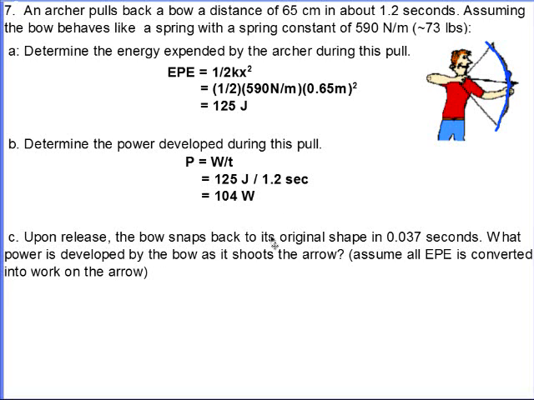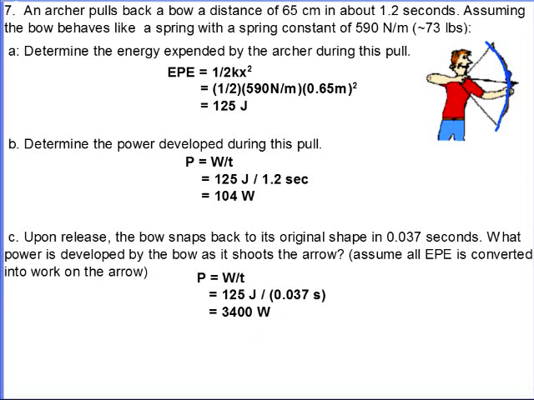Now the bow snaps back to its original shape. When I let go of that string, it goes back very, very quickly. It only takes 0.037 seconds for that arrow to be shot out of there. So what I'd like to do is determine how much power the bow develops. In this situation, the same amount of work is done, but now it's the work that the bow is doing on the arrow instead of the work that I do on the bow. So 125 joules divided by 0.037 seconds is about 3,400 watts.